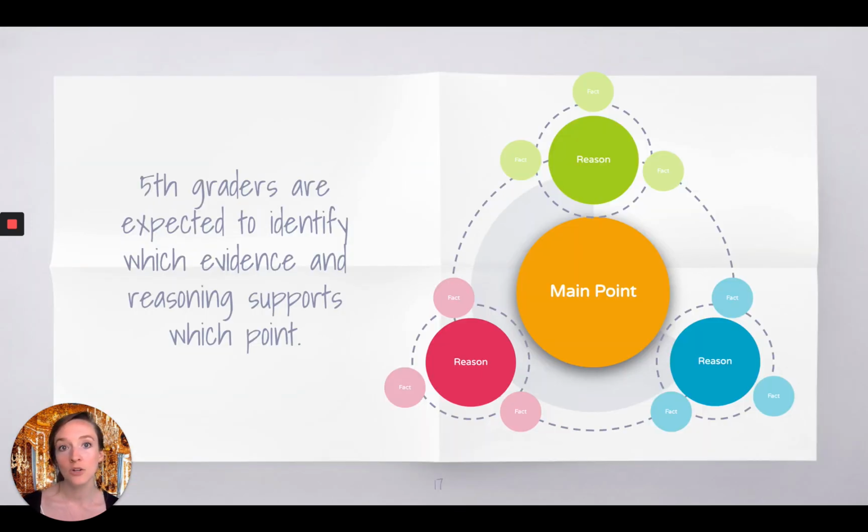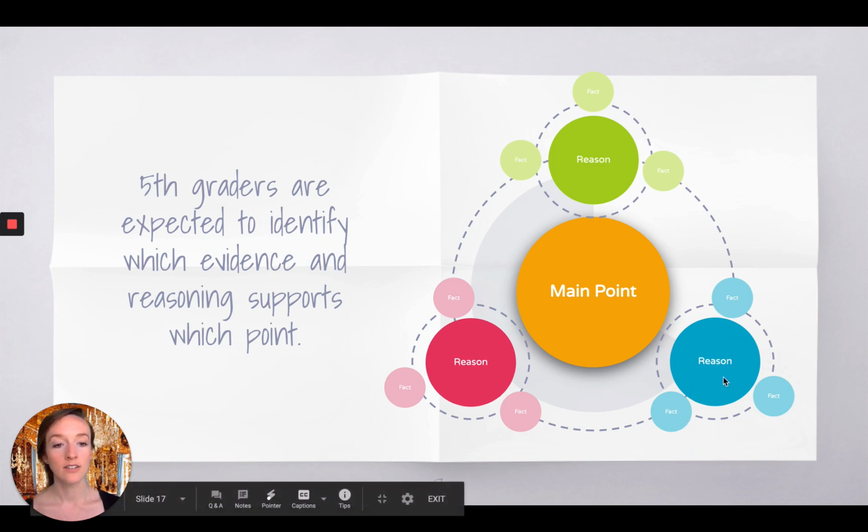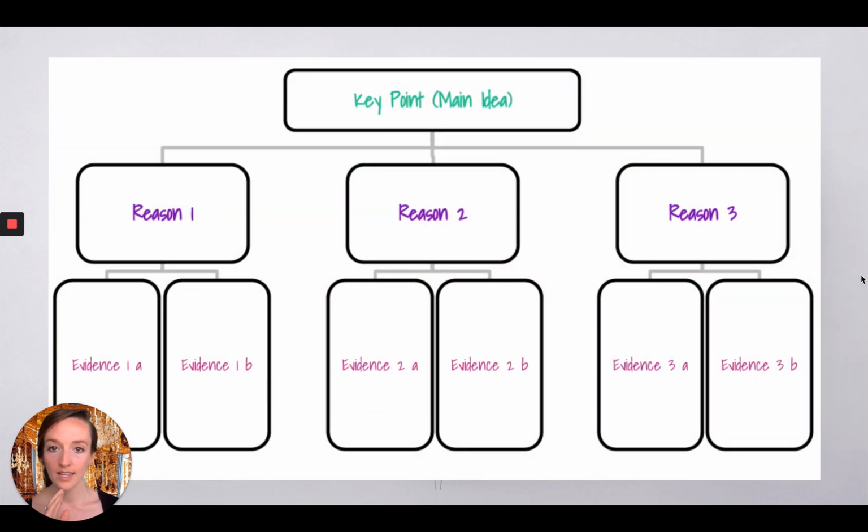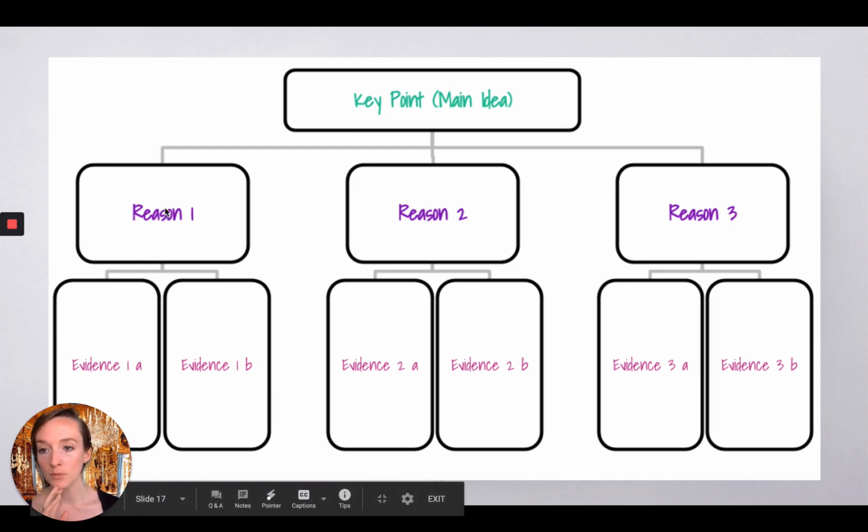And again, you are expected to be able to identify which reasons support which point and which evidence supports which reasons. So here's our main point. Here are our reasons supporting that main point. And here is our evidence supporting the reason. And just another way to look at it again. We've got our main point, the 3 reasons that support that main point, and then pieces of evidence supporting reason 1, pieces of evidence supporting reason 2, and evidence supporting reason 3.